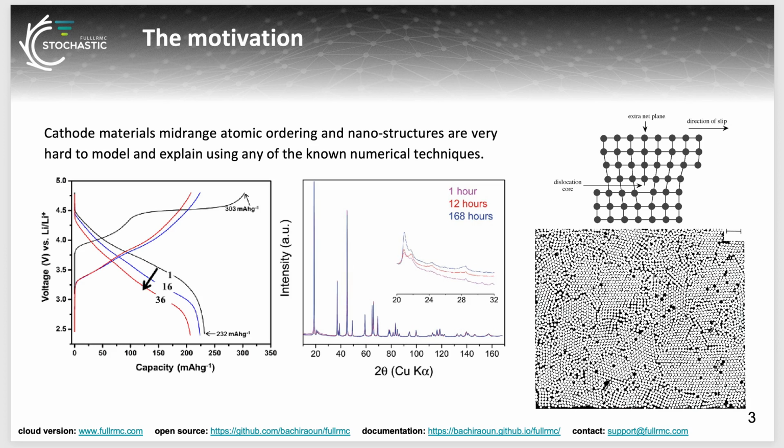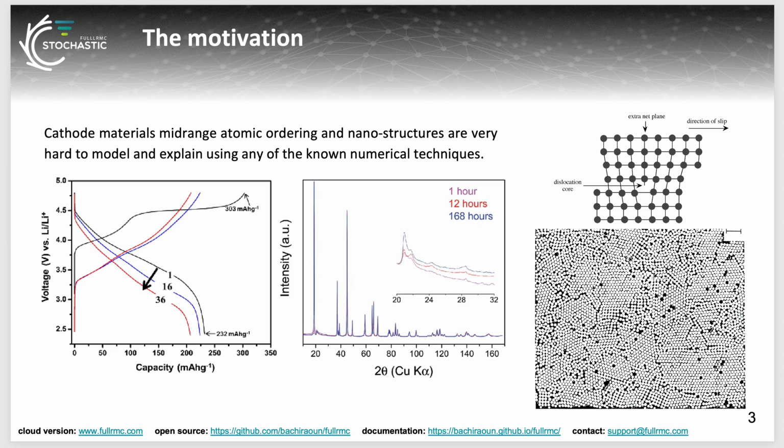What I needed actually is a numerical and statistical approach that can allow me to explore any hypothesis or atomic structure I can think of, and that can also allow me to dynamically combine those hypotheses or atomic structures in order to find a plausible solution. And this is how I started thinking about full RMC.